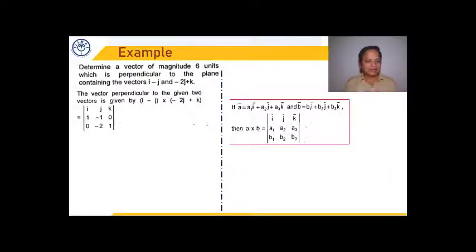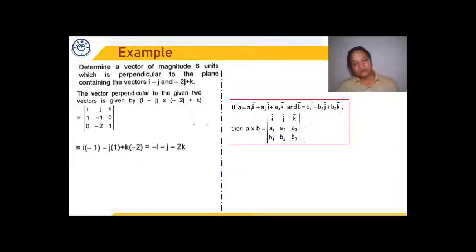Now we expand this determinant. This is i into minus 1 minus 0, minus j into 1 minus 0, we are expanding along the first row, plus k into minus 2. So this vector we obtained as minus i minus j minus 2k. Now this vector is perpendicular to both the given initial vectors.